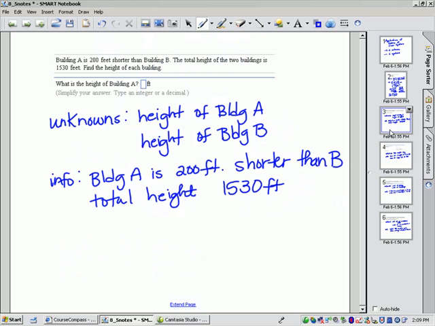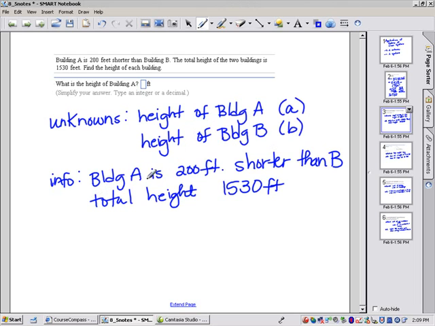Now, the next example says building A is 200 feet shorter than building B. The total height of the two buildings is 1,530 feet. Find the height of each building. So here again our unknowns are the height of building A and the height of building B. So we can let A represent the height of building A and B represent the height of building B.